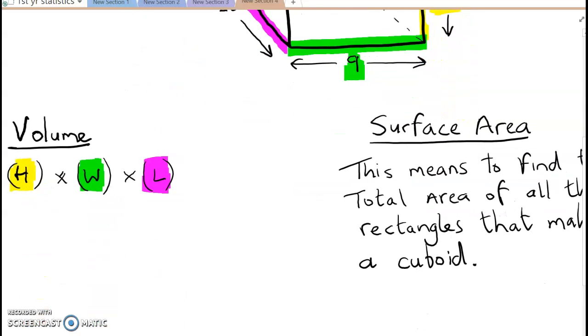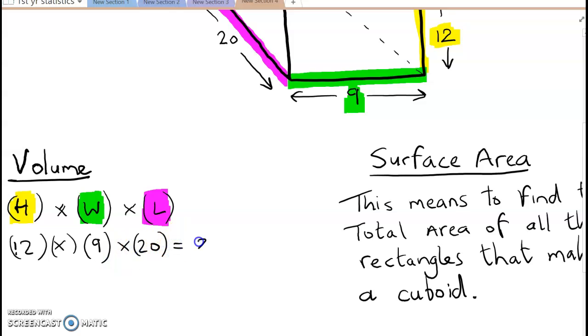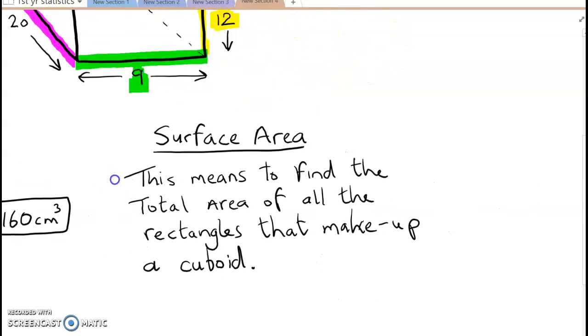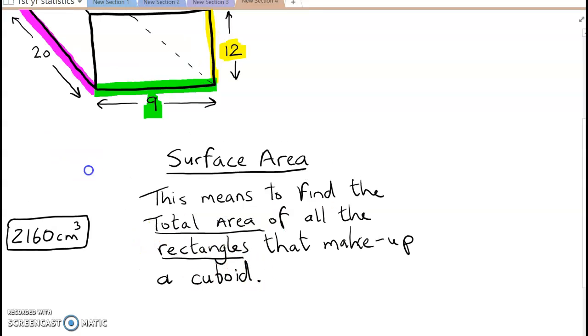So the volume would be 12 by 9 by 20, and that gives you 2,160 centimeters cubed, because volume is measured in centimeters cubed. So that's the volume, straightforward, height by width by length. Now the surface area is a little bit harder. The surface area means you have to find the total area of all the rectangles that make up a cuboid.